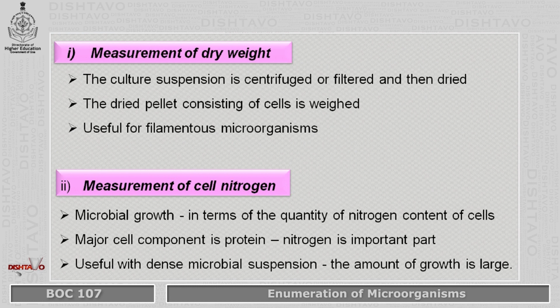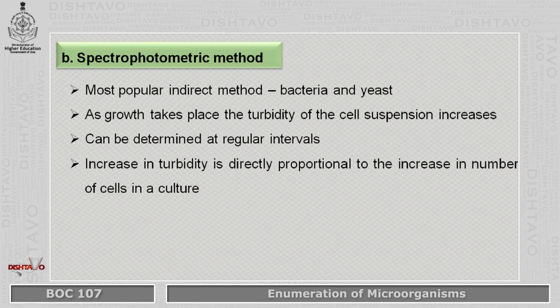Next is measurement of cell nitrogen. In this method, the microbial growth is measured in terms of the quantity of nitrogen which is present in the cells. Now as we know, protein is a major component of cells and it is made up of nitrogen. Now this method is useful with dense microbial suspensions, since the amount of growth is large.